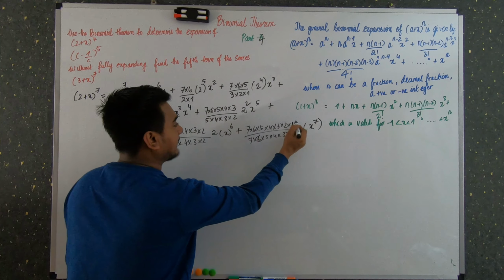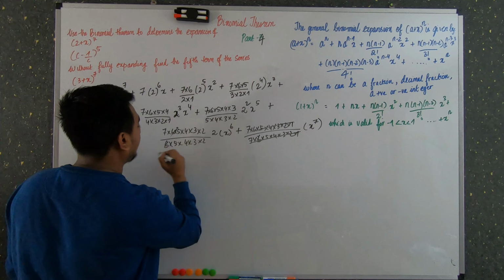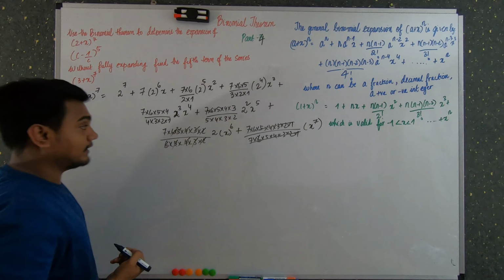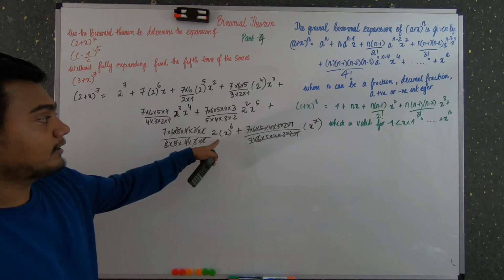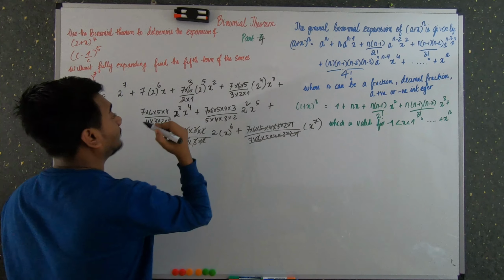Okay, now start the cancelling. All these terms are cancelled. Again here 6 cancelled, 5 cancelled, 4 cancelled, 3 cancelled, 2 cancelled. So remaining is 7 here. Okay, and for these terms what you can cancel, you can write this as 3, right?